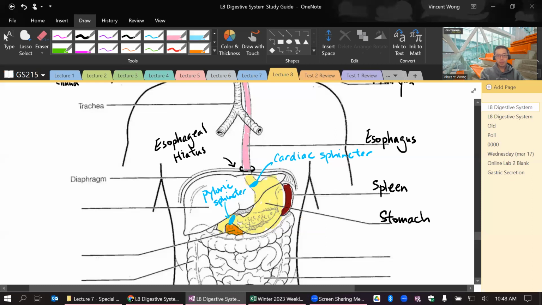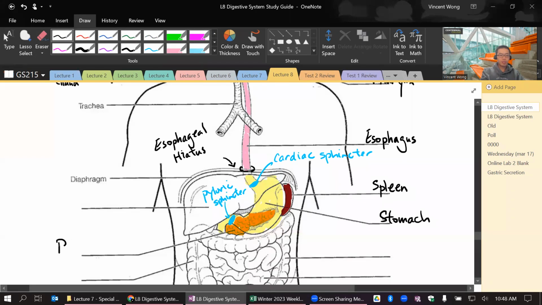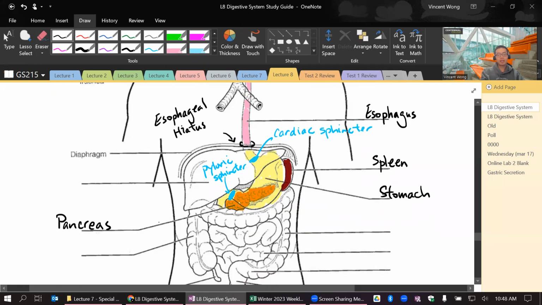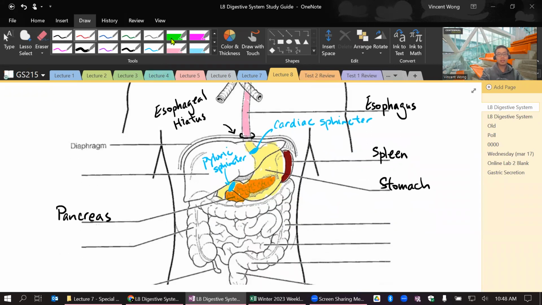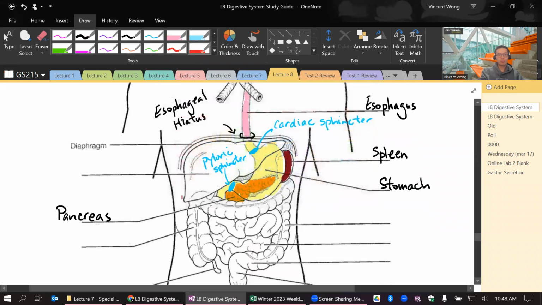Okay, we have a pancreas here at the back, behind the stomach. The pancreas secretes pancreatic juices with sodium bicarbonate to neutralize the chyme, as well as the gastric juices. There is the liver.